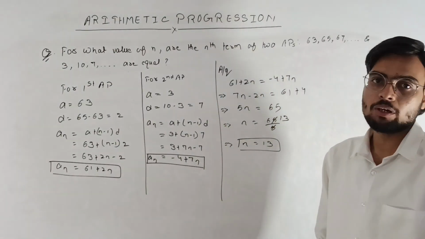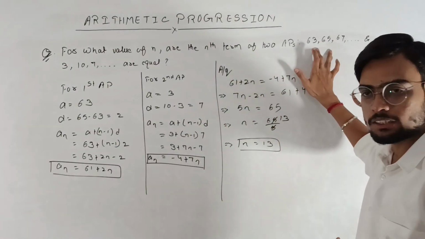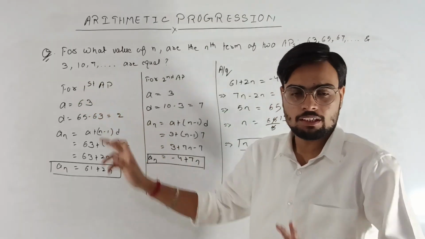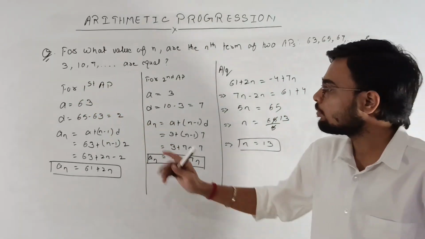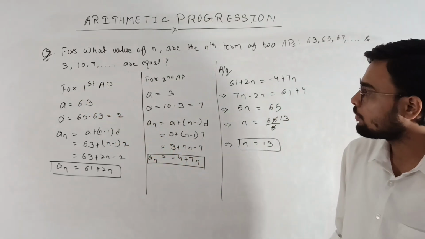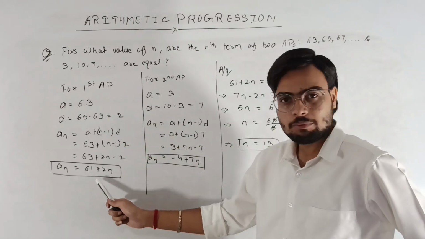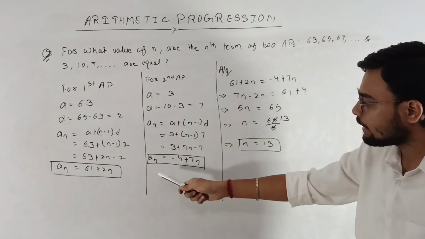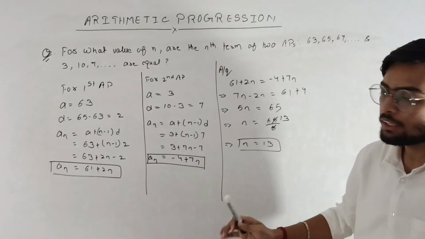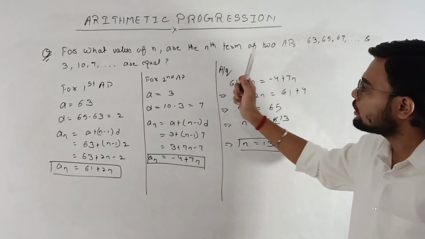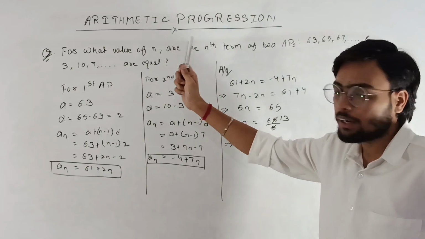Let's see one more time. We have two APs, 63, 65, 67 and 3, 10, 17. The question is asking for which term of these two APs are equal. So look, for the first AP I find the nth term, that is 61 plus 2n. Now for the second AP I again find the nth term, which is minus 4 plus 7n. Now the question says the nth terms of these two APs are equal, then find the value of n.